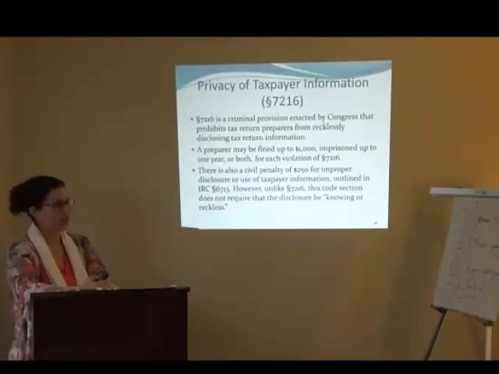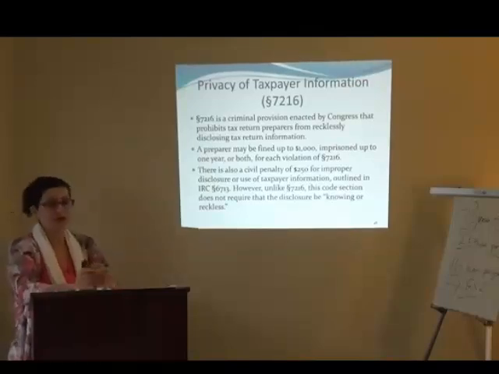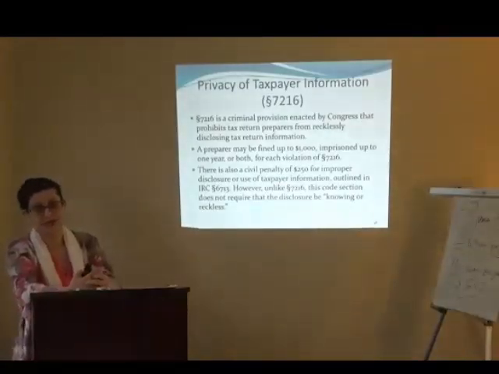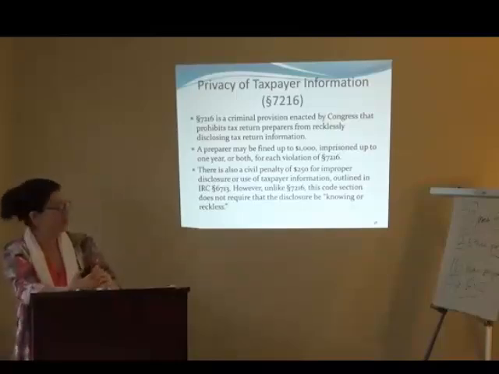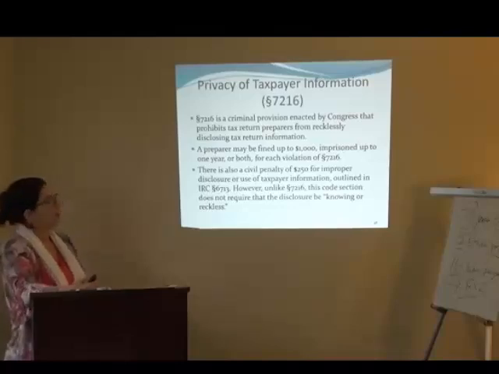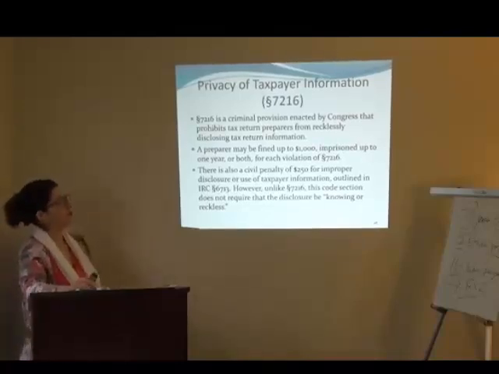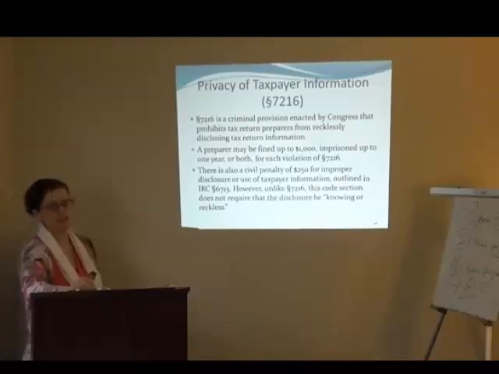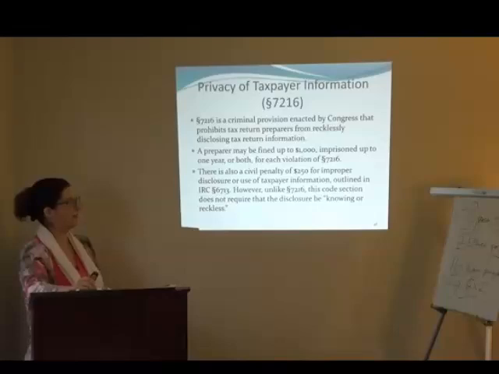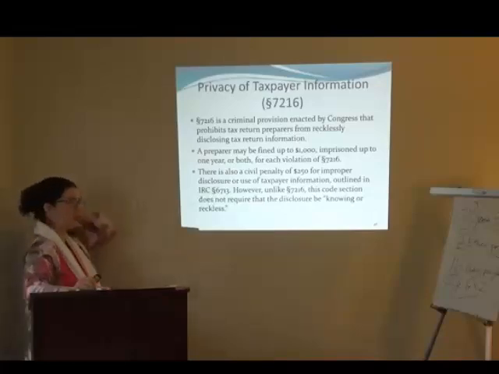It's criminal. There are civil penalties too, but criminal means if I disclose this information, I can go to jail as a tax professional. Jail, not just monetary, okay? This means you cannot recklessly disclose tax return information. There is a fine of up to $1,000 or prison for each violation, or both. They can tack you with the fine and the prison. There is also a civil penalty of $250 for each improper disclosure, and that's a different section number, section 6713, so that's a civil provision.